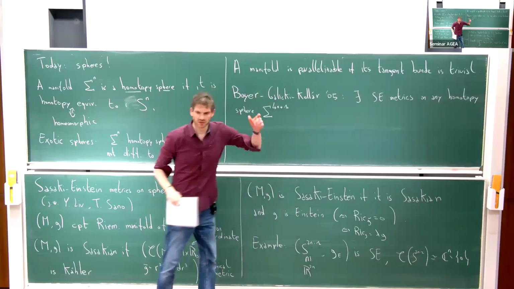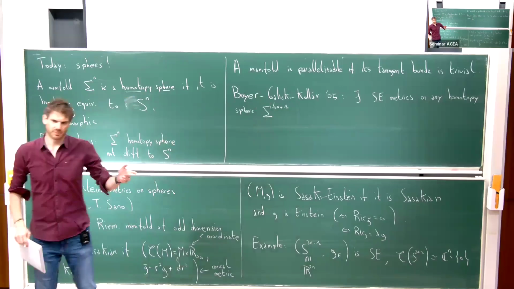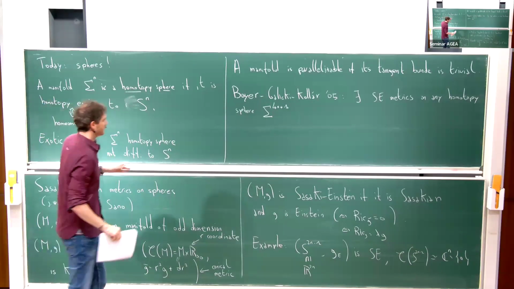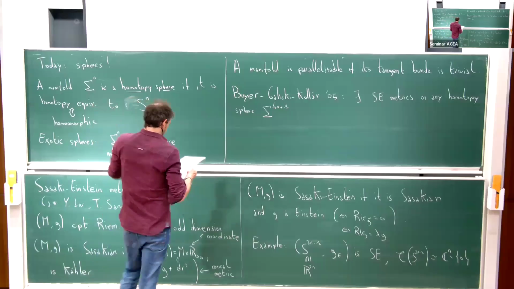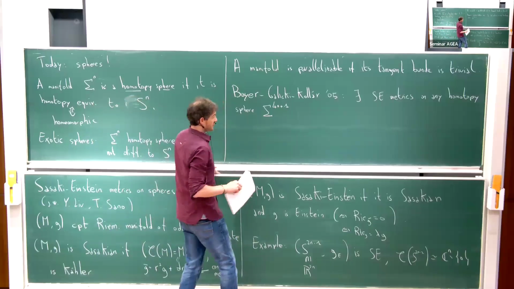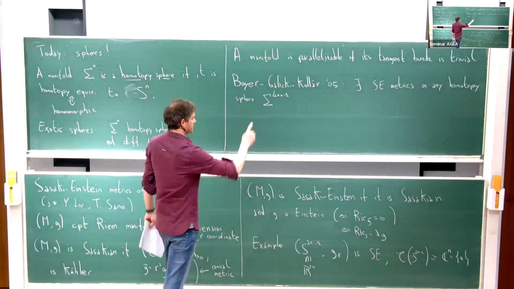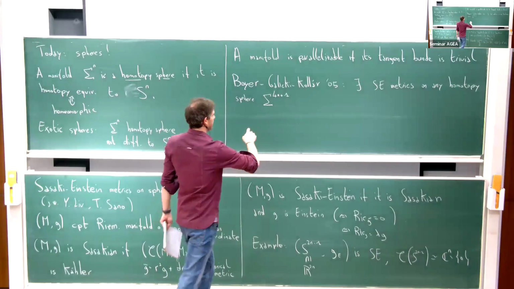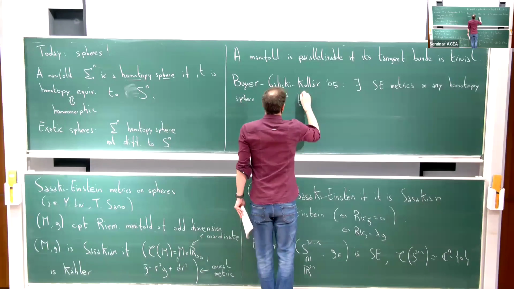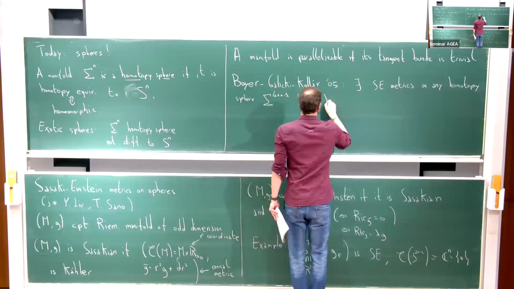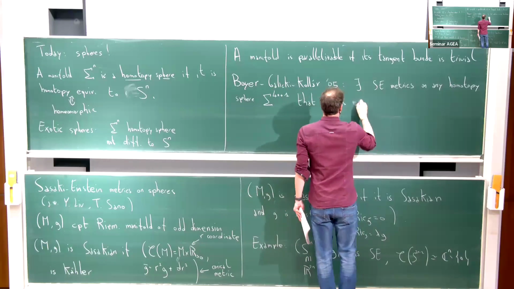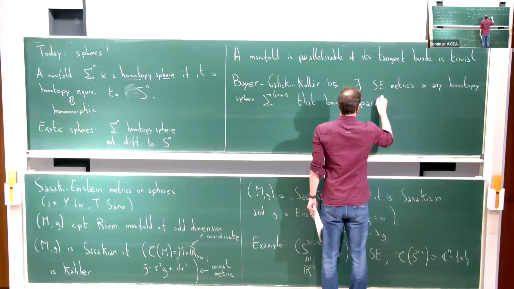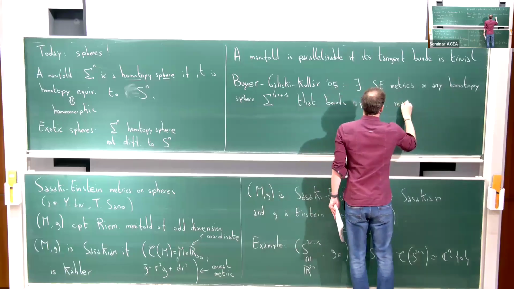Remember, we're looking at odd dimension, and then we have two cases, 4n plus 1 or 4n minus 1. And then the conjecture, sorry, no, the sentence is not finished. This is a Sasaki-Einstein metric on any homotopy sphere that bounds a parallelizable manifold.